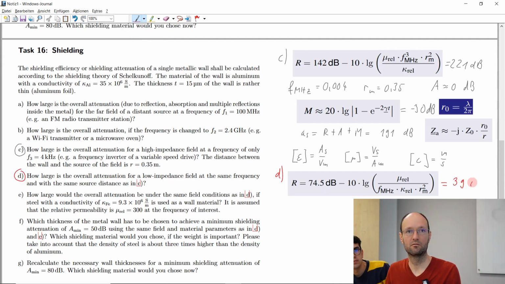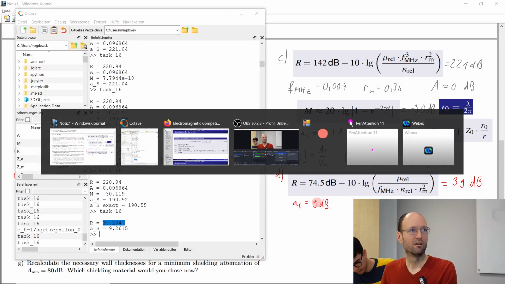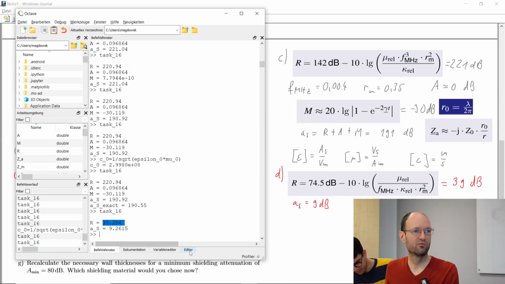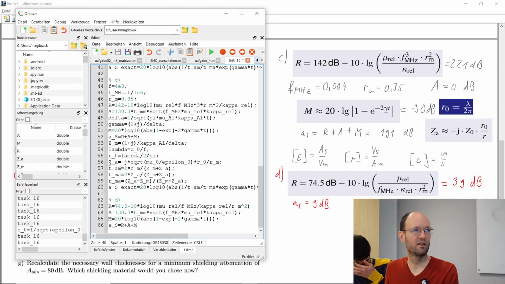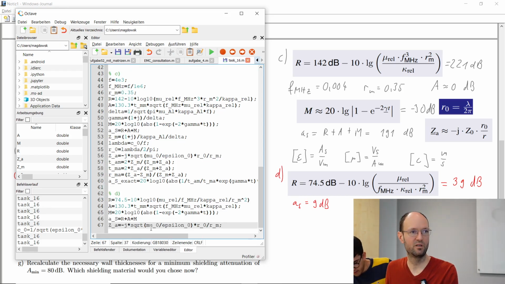39 dB. And so our overall shielding efficiency is just 9 dB, which is not that good. Okay, here we can also try to recalculate the exact way. So we need to have a new formula for the wave impedance in air.